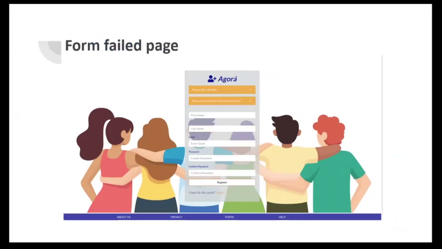And this is the form fail page. If the information the user inputted is not according to the format, for example, the password is too short or the email address is incorrect, then it will not be registered. Instead, the error will show that registration is not successful, and it shows the user what to do next.